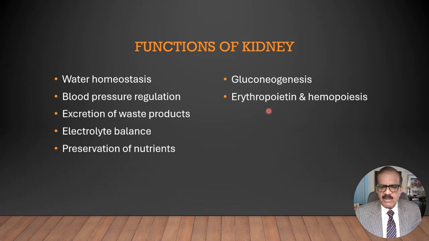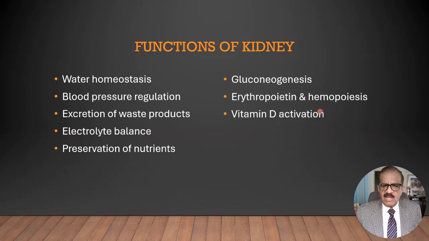Erythropoietin production, and this is a hormone which is a stimulant for bone marrow, particularly RBCs. So if somebody has kidney problem, his erythropoietin level will be low, and then the patient would develop anemia. So that is why in the management of chronic renal failure, many times we give erythropoietin as injection.